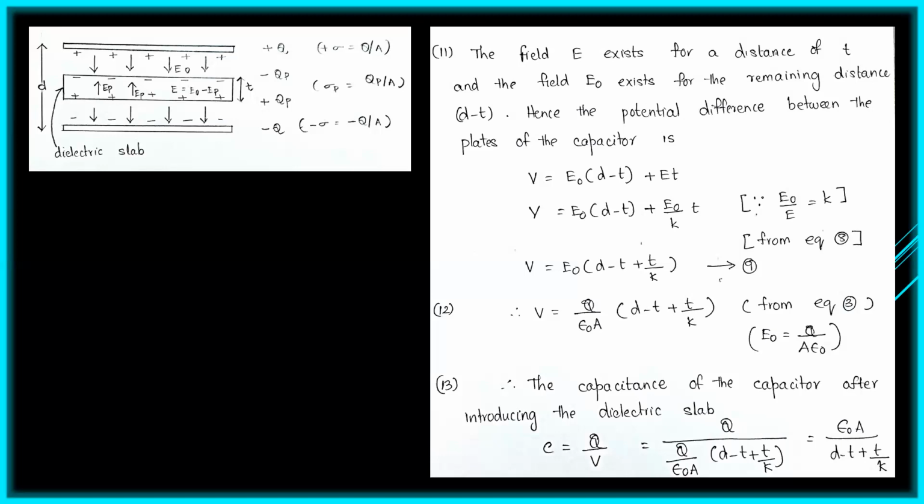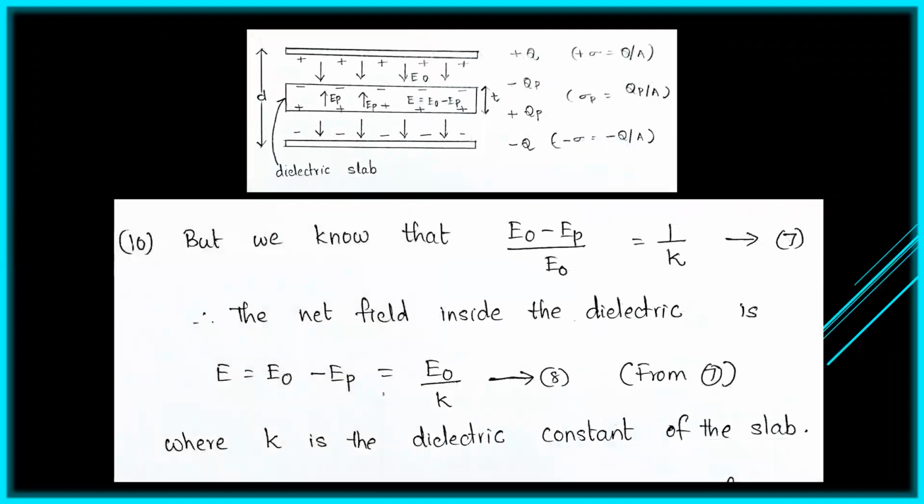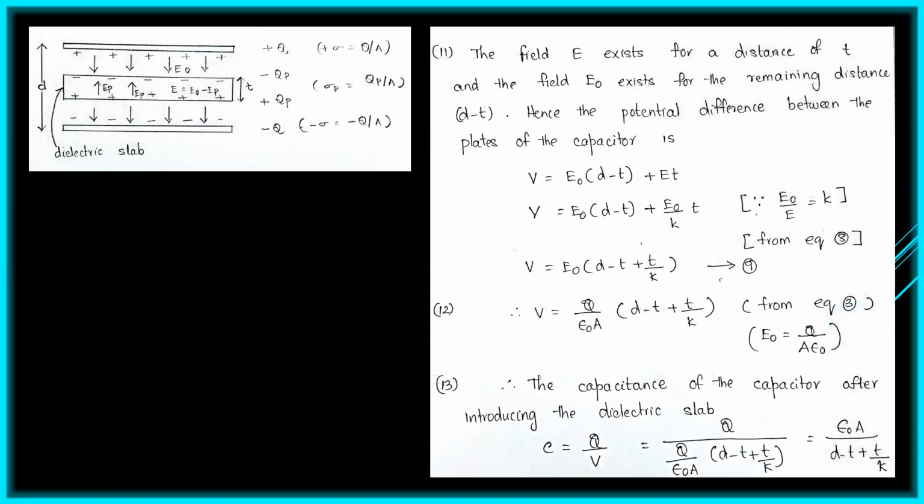Therefore, V is equal to E naught into (d minus t) plus E naught by k into t. This is from our previous equation, that is equation number 8. You can see here E is equal to E naught by k. This value we have substituted there. We will go to the next slide.